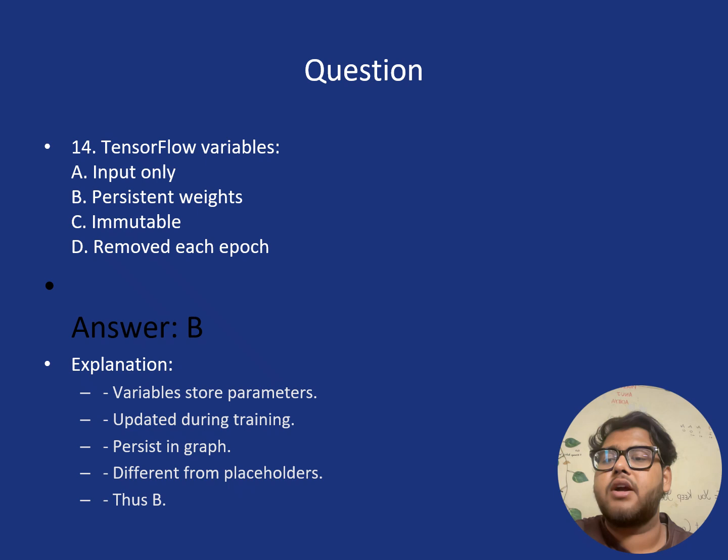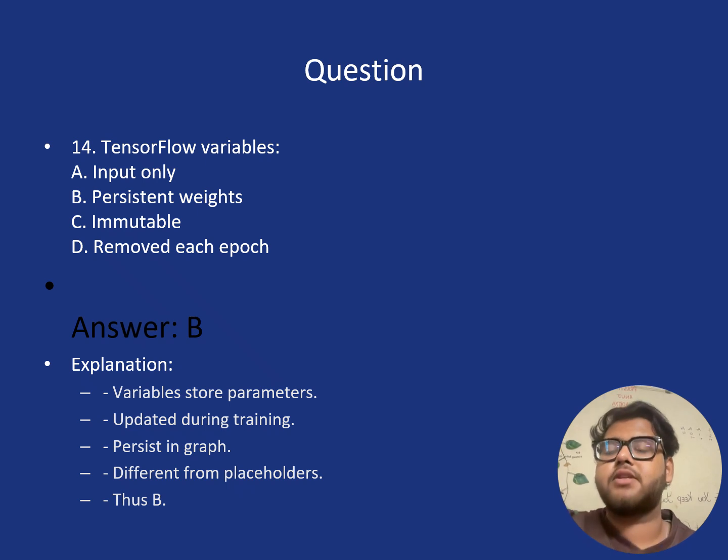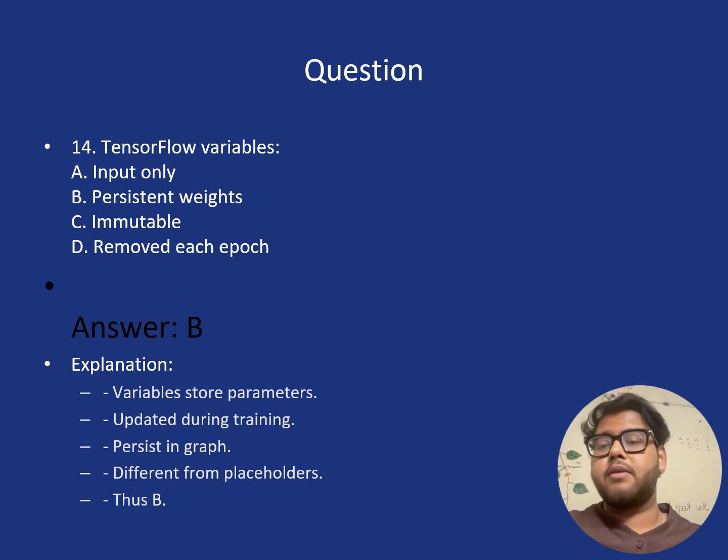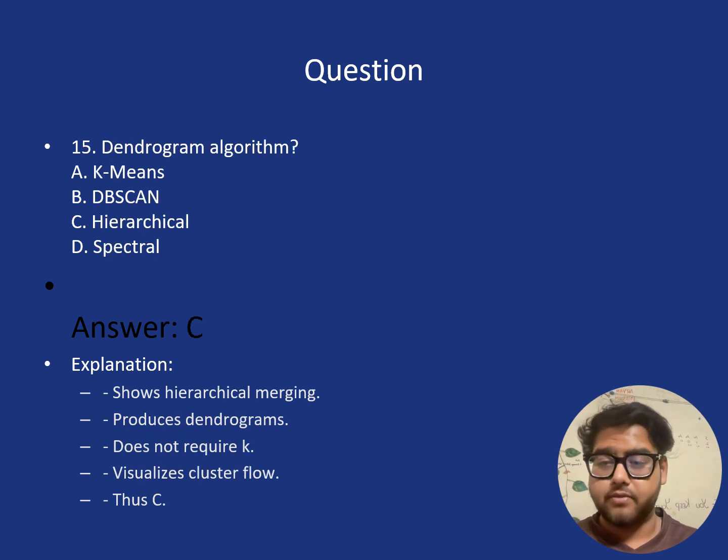TensorFlow variables: input only, persistent weights, immutable, removed each epoch. So the answer is persistent weights. Variables store parameters updated during training. Persist in graph, different from placeholders.